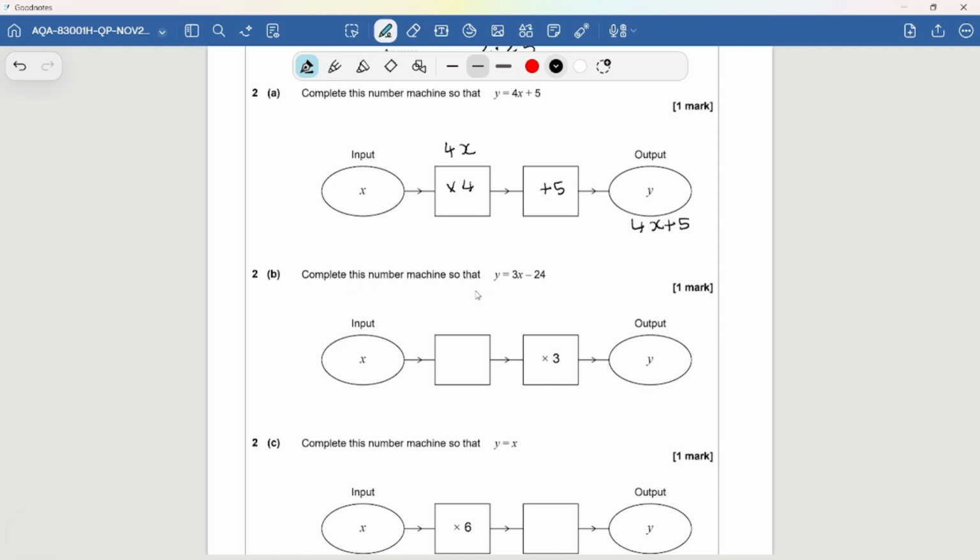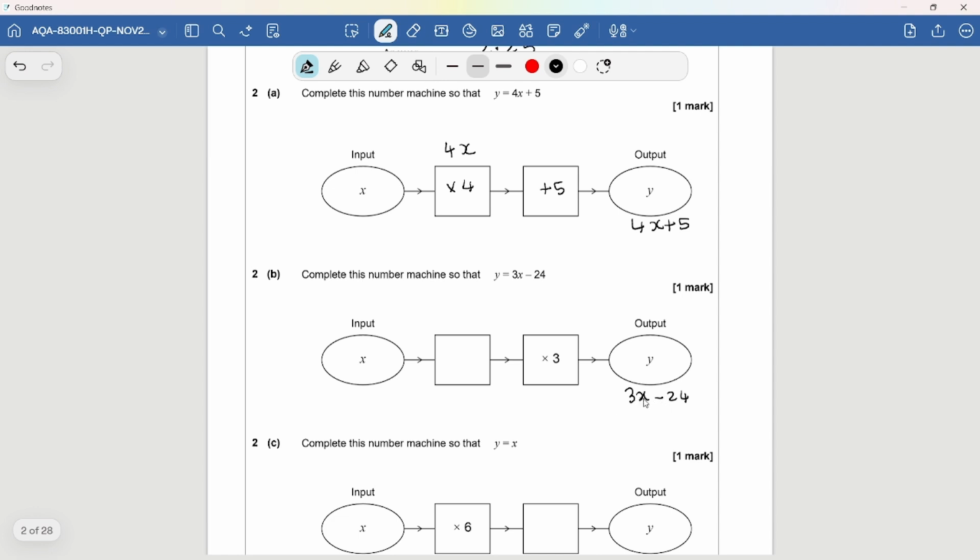Complete this number machine so that y is 3x minus 24. So if the input is x, the output has to be 3x minus 24. Going from x to 3x minus 24, I times it by 3 first and then take away 24. But I see there is this times 3 here, so I have to take an alternate approach.